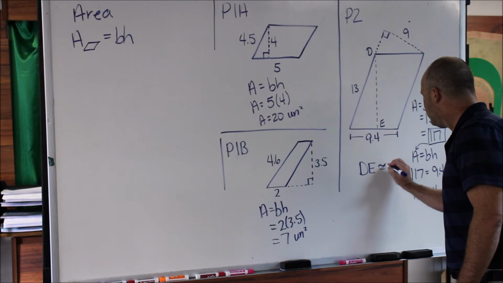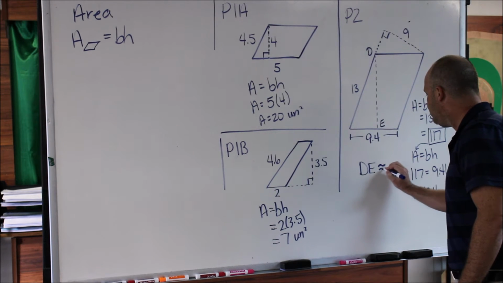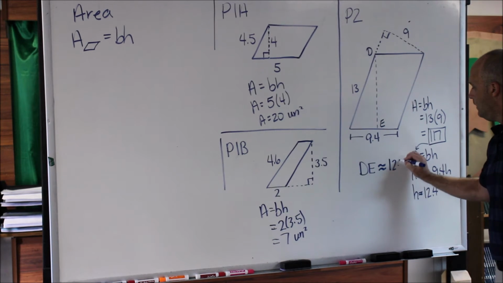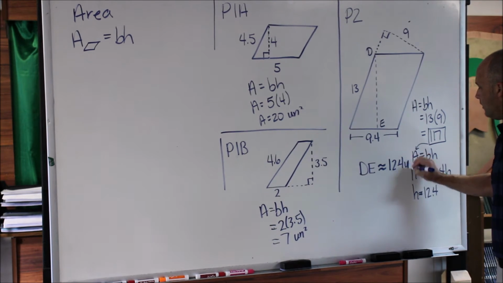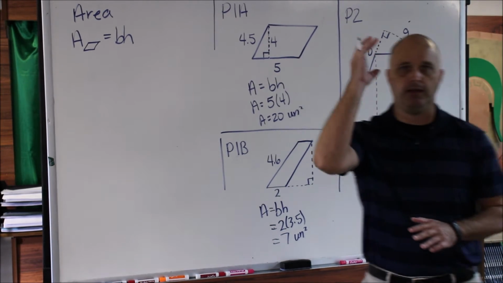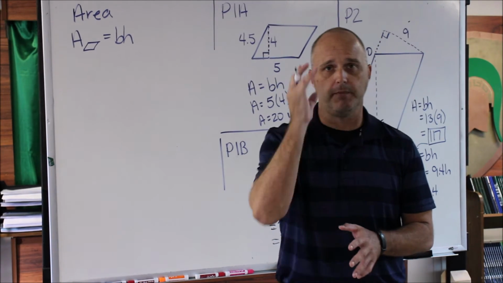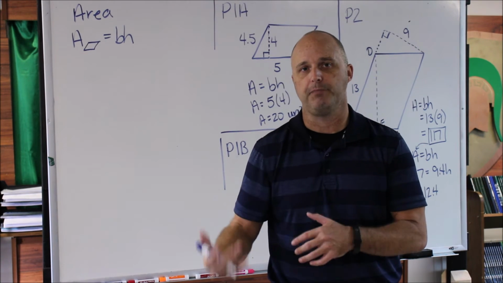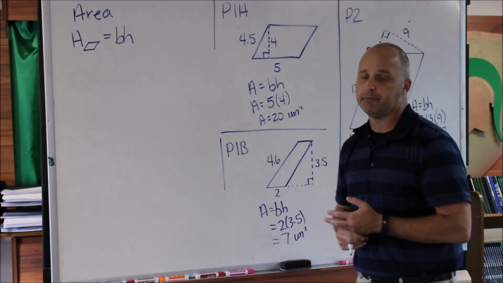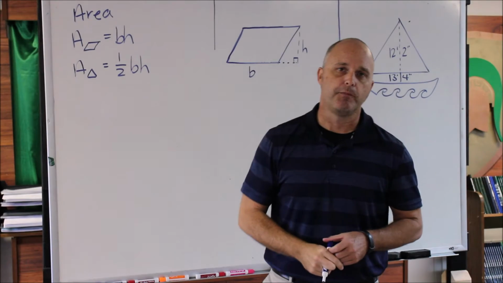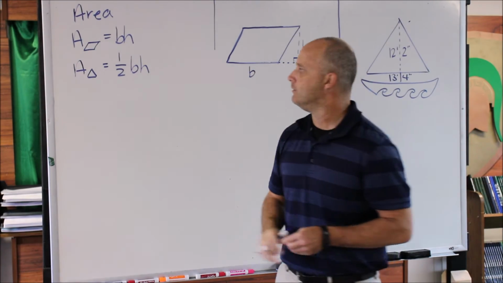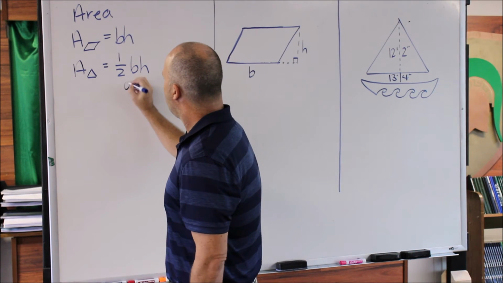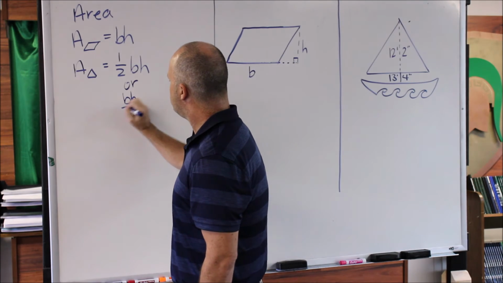We'll go over here, we'll fix this. That means since DE is the altitude, DE is approximately 12.4 units long. And since we're only dealing with a single measurement here, we're only looking at distance, we're going to leave that as units to the first power because it's a linear measurement. Okay, our next formula that we're going to look at is the area of a triangle. And that's going to be 1/2 BH, or we can call this BH over 2.